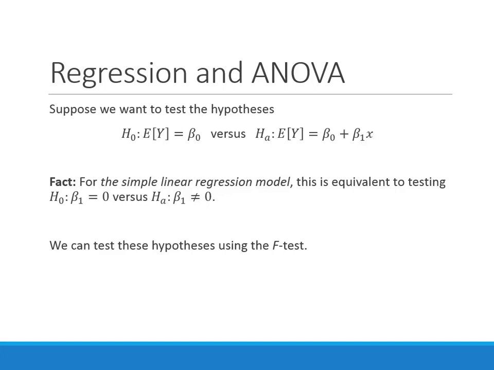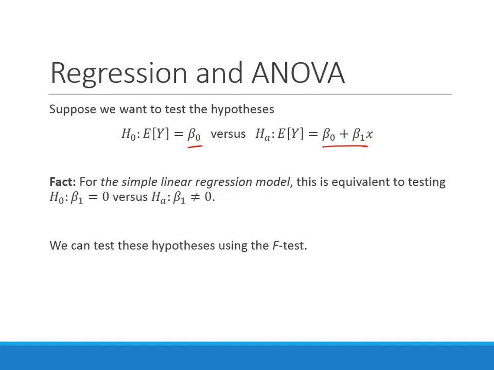The first one is that the expected value of our y values is simply a constant, so it's just beta 0. The alternative says that the expected value of our y random variable is this linear regression model that we've been looking at here. So it's beta 0 plus beta 1 x.